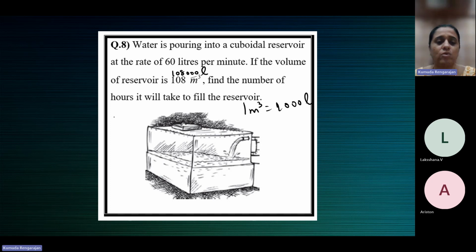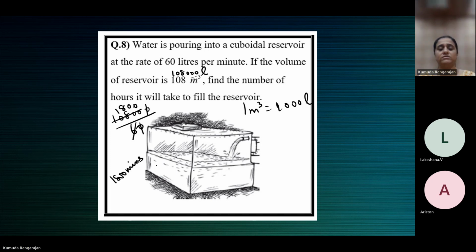So you'll have to divide 108,000 by 60. 6 ones are 6, 6 eights are 48, 0, 0. So how many minutes? 1,800 minutes. And 1,800 minutes means how many hours? To convert to hours, divide by 60. So 30 hours. It'll take 30 hours.